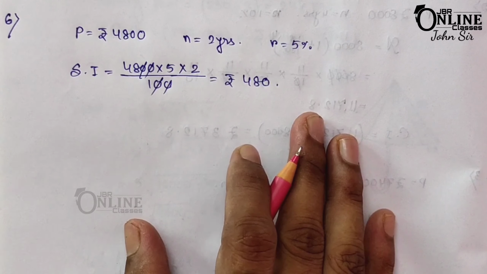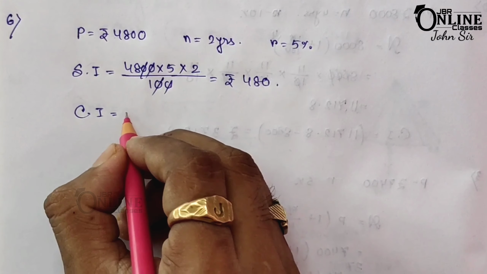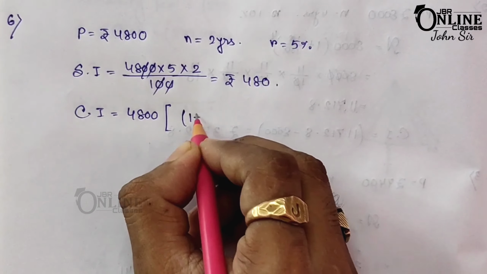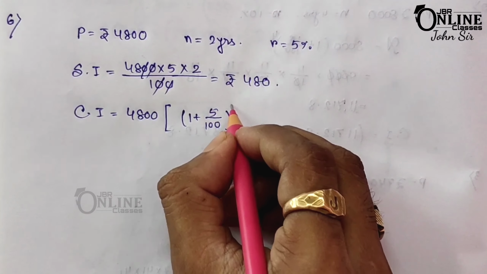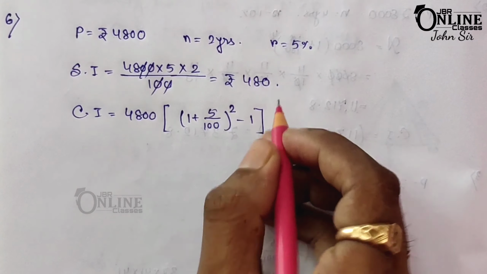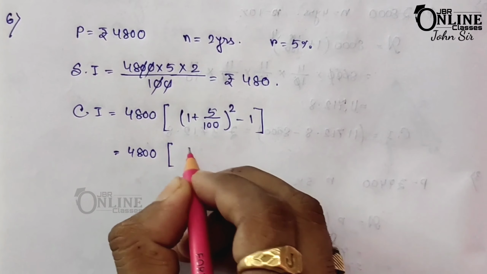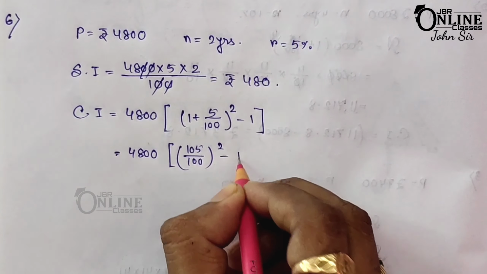Now next you have to find out the compound interest, and as you know the direct formula, that is P into 1 plus R by 100 to the power n minus 1. Clear? So now it will be 4800, here 105 by 100 whole square minus 1.